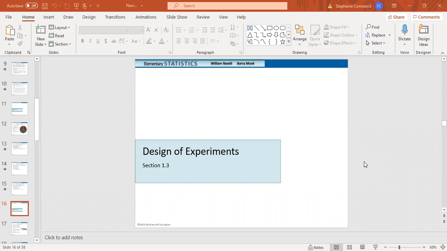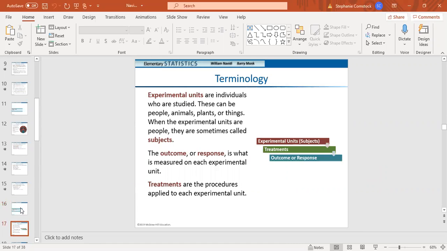Okay, we're going to look at section 1.3, which is about experiments. So here we go. A little bit of terminology to get into before we go through this. The individuals who are being studied are called experimental units. This may be people, animals, plants, things.